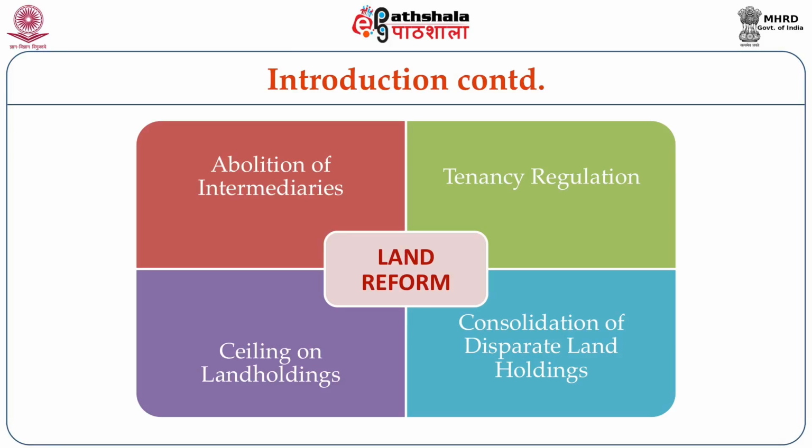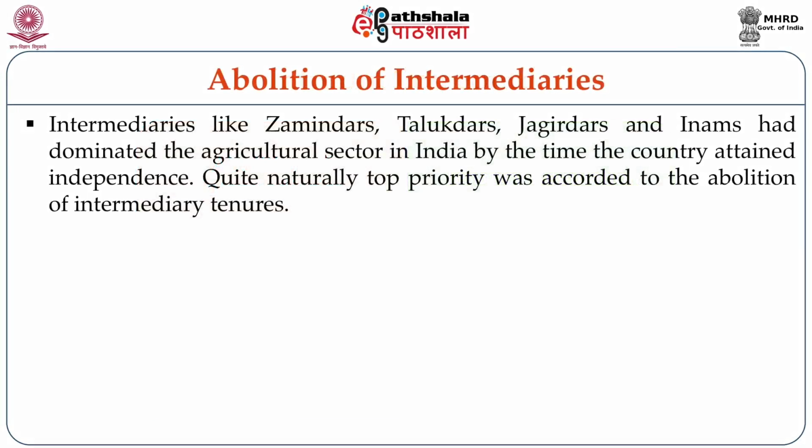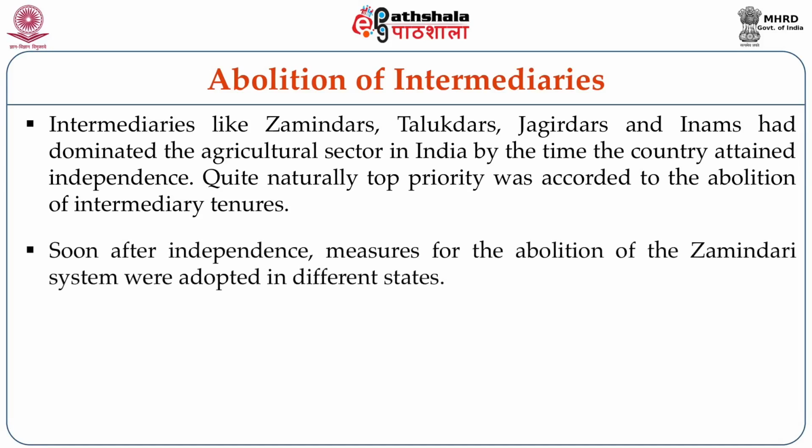Now let us discuss the different categories of land reforms. Abolition of intermediaries. Intermediaries like zamindars, talukdars, jagirdars and inams had dominated the agricultural sector in India by the time the country attained independence. Quite naturally, top priority was accorded to the abolition of intermediary tenures. Soon after the independence, measures for the abolition of the zamindari system were adopted in different states.